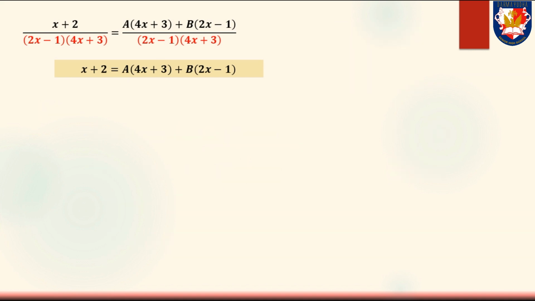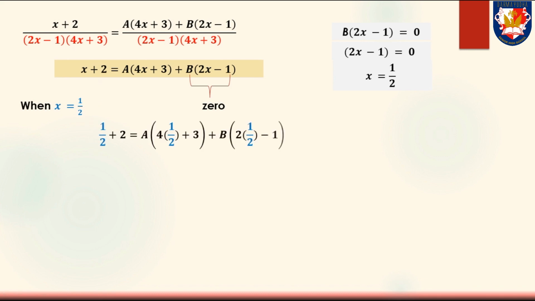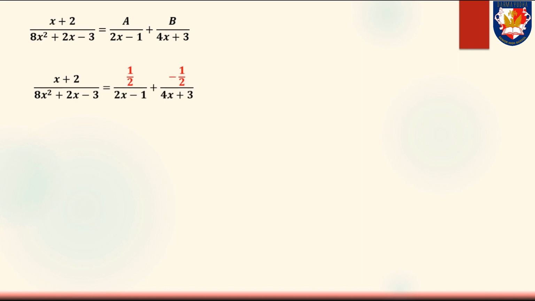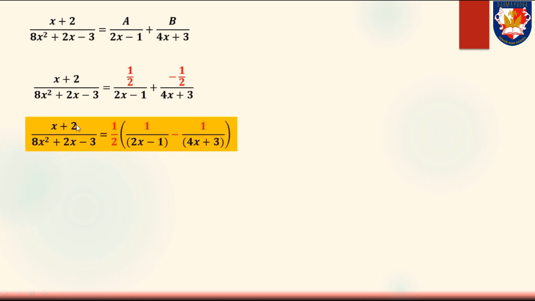Using the same equation, let's say b times 2x minus 1 is 0. So we have x equals 1 over 2. When x equals 1 over 2, substitute the value of x into the equation. We have the following, and simplifying this will give 5 over 2 equals 5a plus 0. From here we have a equals 1 over 2. Looking back at the equation, we substitute a is 1 over 2 and b equals negative 1 over 2. The fraction x plus 2 over 8x squared plus 2x minus 3 equals 1 over 2 times 1 over 2x minus 1 minus 1 over 4x plus 3.